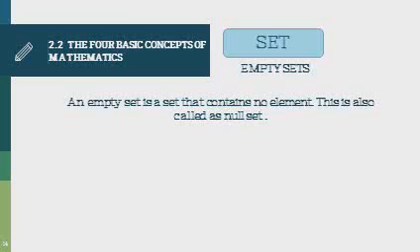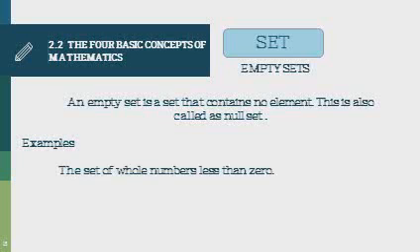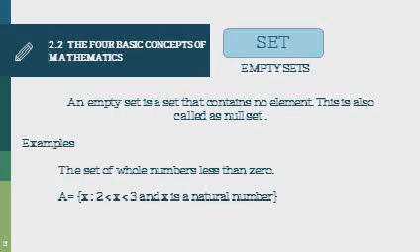Okay. An empty set is a set that contains no element. This is also called as null set. Yan. Yan ang symbol niya. O kaya yan. Examples, the set of whole numbers less than 0. Okay? Yan. Set A is equal to X such that X is between 2 and 3 and X is a natural number. So, wala. Kasi wala namang number between 2 and 3 na natural number. Okay?